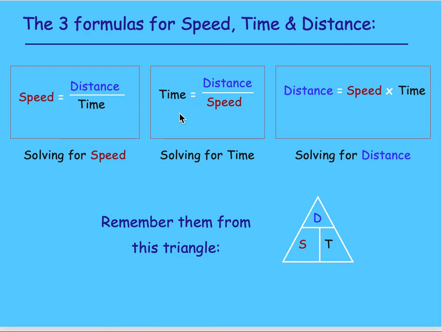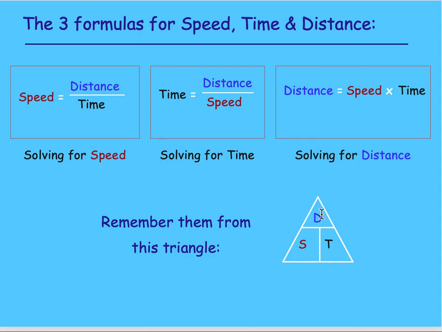If you were wanting to solve for the time, like how long, you would take your distance and divide it by the speed. To solve for your distance, you would take your speed and multiply it by your time. So if you use this triangle, that's very helpful.